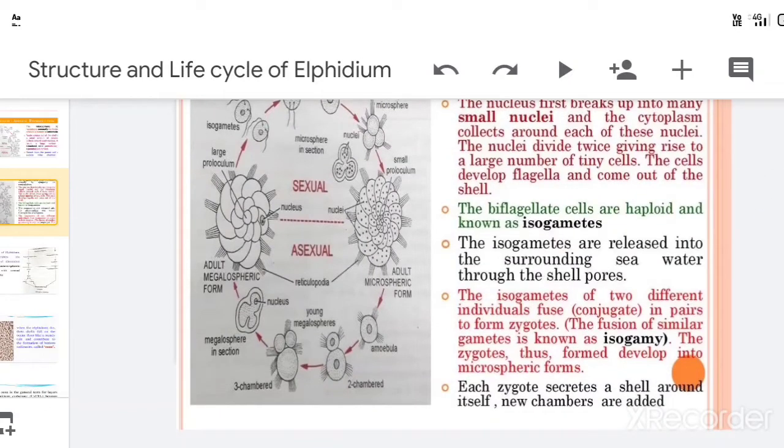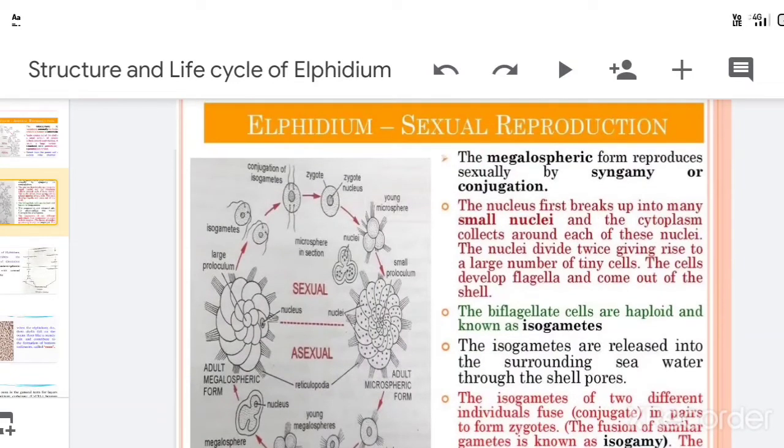The biflagellate cells are haploid and are known as isogametes. The isogametes are released into the surrounding seawater through the shell pores, and the isogametes of two different individuals fuse together in pairs to form the zygote. This fusion of isogametes is called isogamy. The zygote thus formed develops into the microspheric form. Each zygote secretes a shell around itself. New chambers are added.